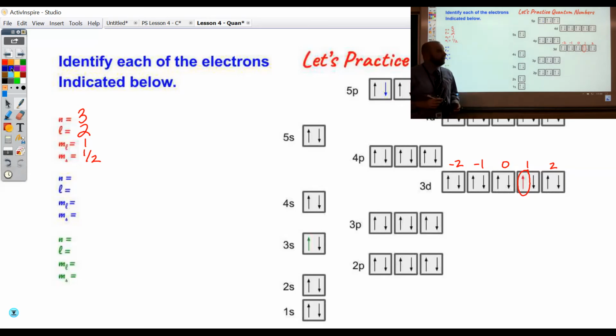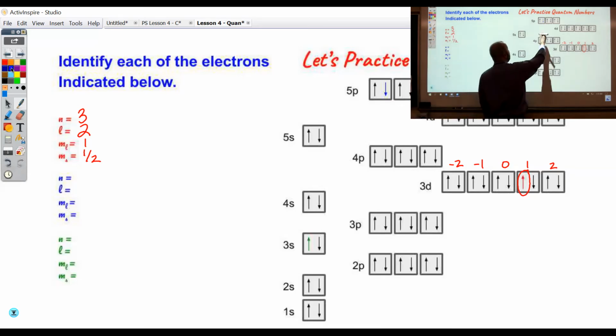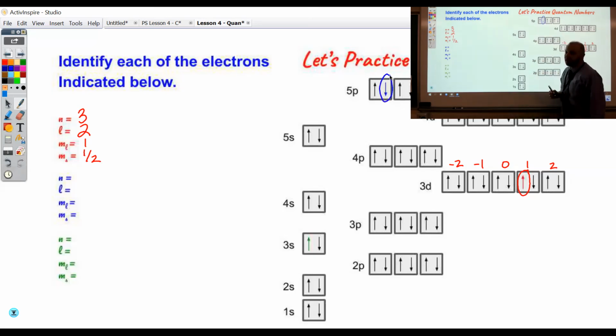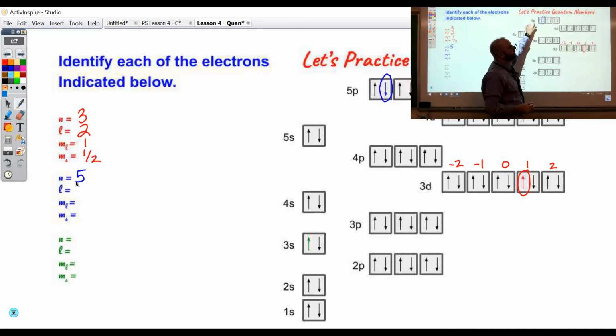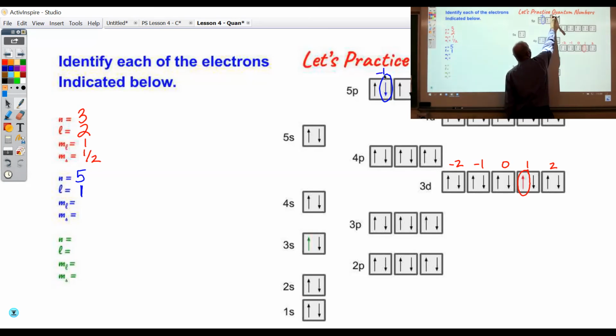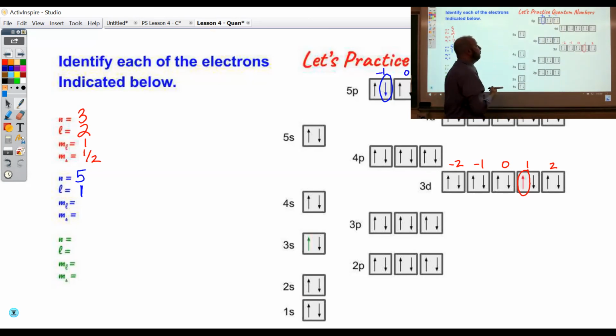Let's take a look at our second example. So in our second example, which is right up here, we are in the 5th energy level. So we're going to say that N is equal to 5. It is a 5P sublevel. So for P, the value for L is equal to 1. The value for M sub L is the specific orbital, so -1, 0, or 1. So we have a -1 in this case. And it is the electron pointing down. So we have -1/2.